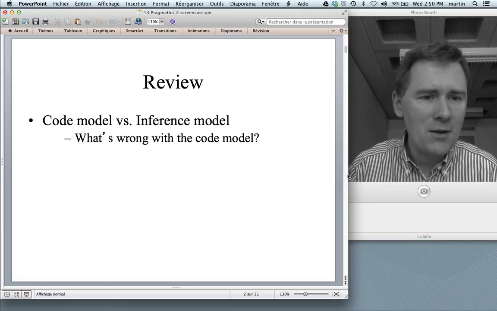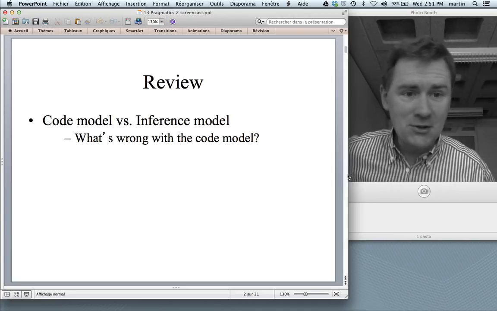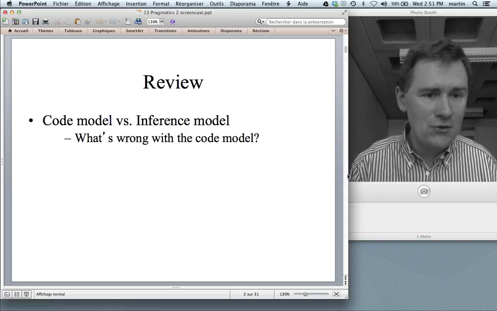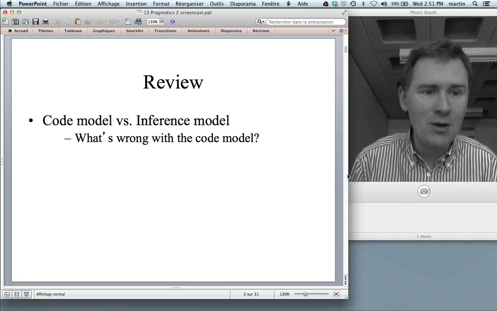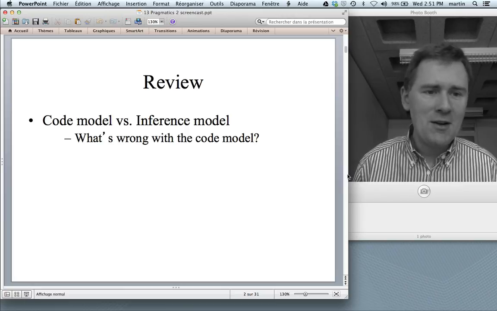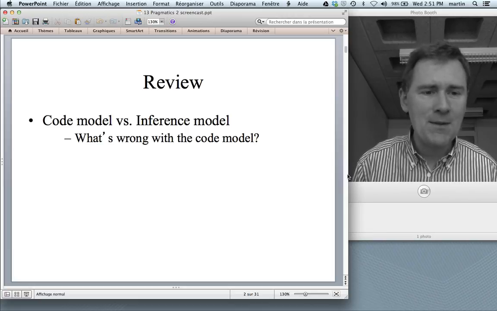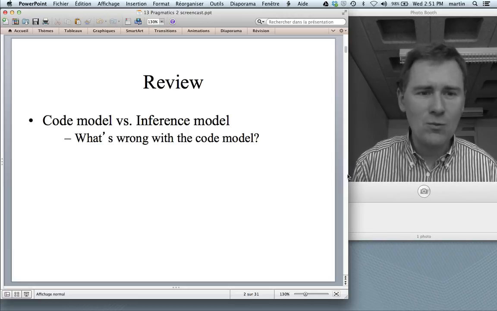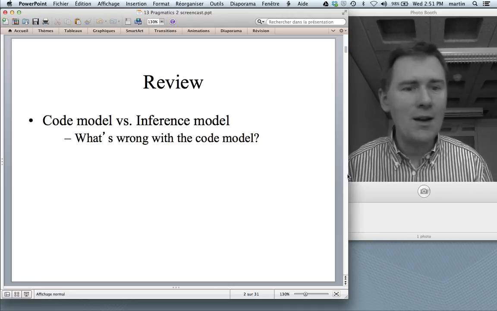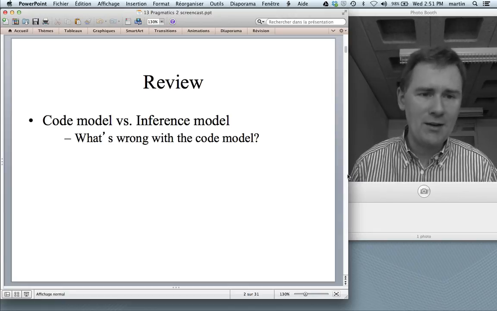So last time I talked about the code model of conversation, the idea that there is a speaker who has a thought and then encodes that thought into a message, using a code, a language. And the message is sent out to a hearer, and the hearer has the same code so they can decode that message and translate bits of sound into bits of thought. And they arrive at the same idea, the same thought that the speaker initially had.